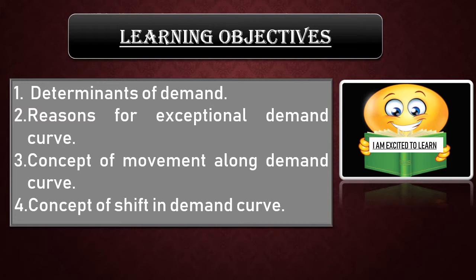You have studied in the previous video the law of demand, that the demand curve is always downward sloping. Downward sloping means if there is a rise in the price, there would always be a decrease in the demand, and if there is a fall in the price, it will tend to increase the demand. But there are some cases in which the demand curve is upward, which means if the price is increasing, the demand will also increase. So we will see what those exceptions are. And the third concept is movement along the demand curve. And the last concept is shift in the demand curve.